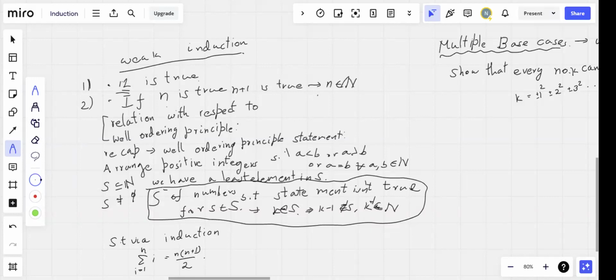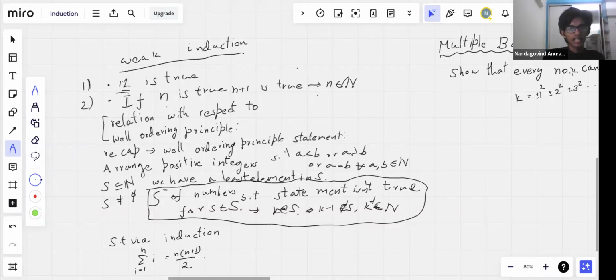Okay, I see. You're going to prove that this S dash is empty. Yeah, so what we want to show is that S is empty, S being the set of all such numbers for which the statement isn't true.